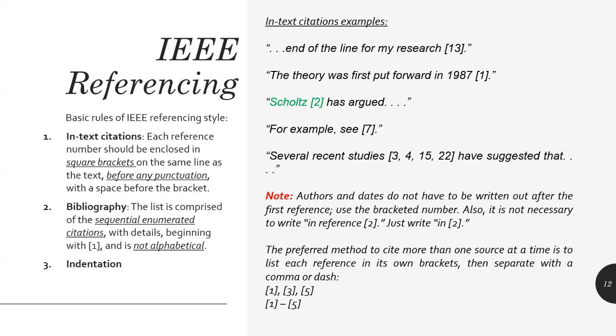So the preferred method to cite more than one source at a time is to list each reference in its own brackets, then separate with a comma or a dash. So if you're mentioning several studies at the same time, you can mention them in separate bracketed numbers separated by commas, as you can see in the example.